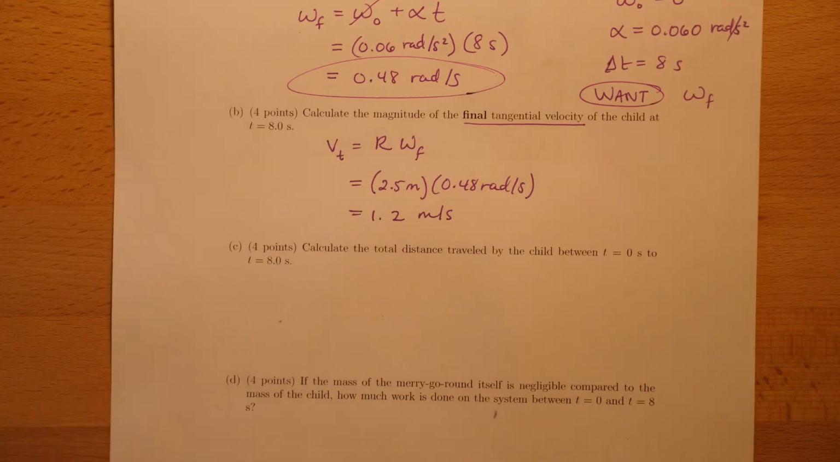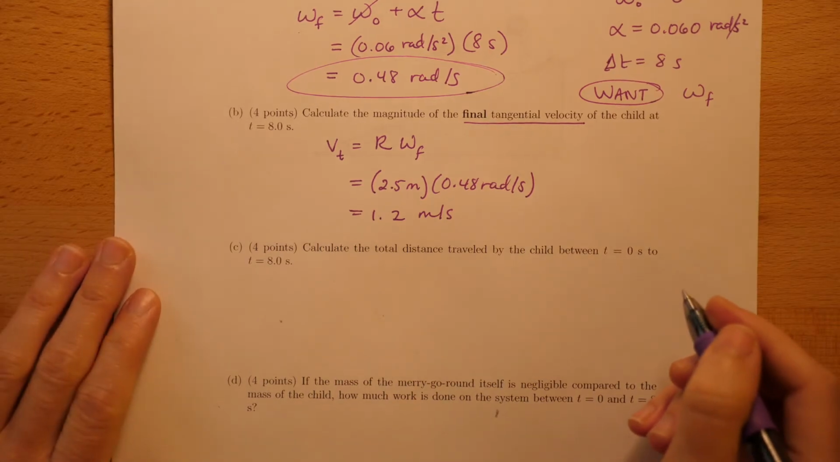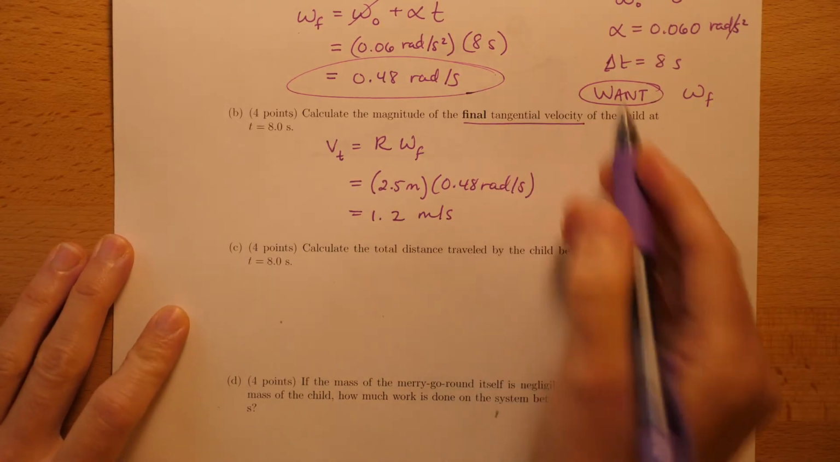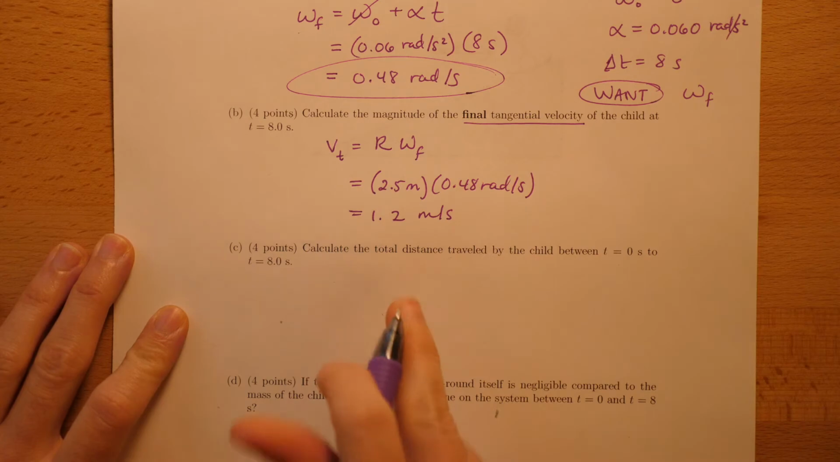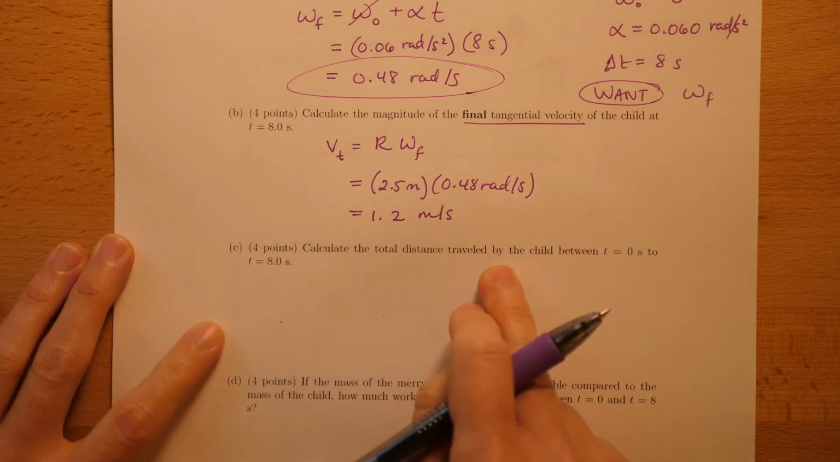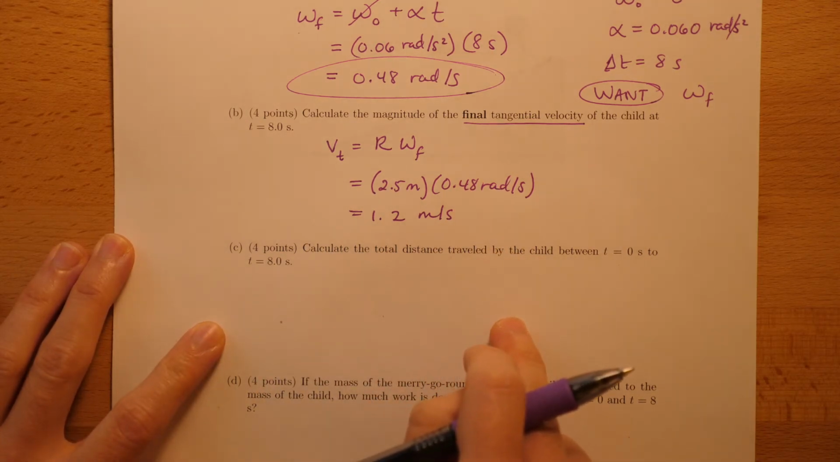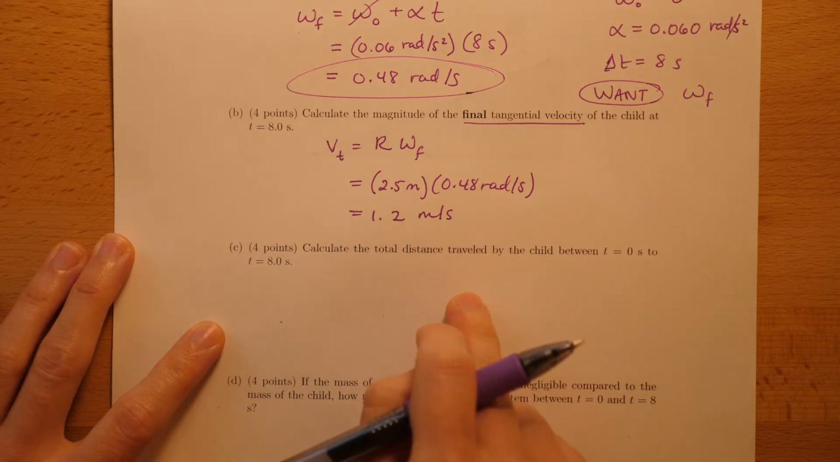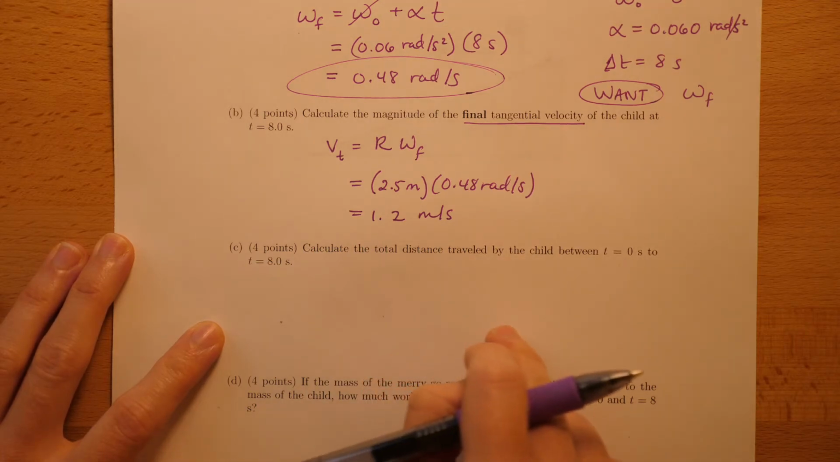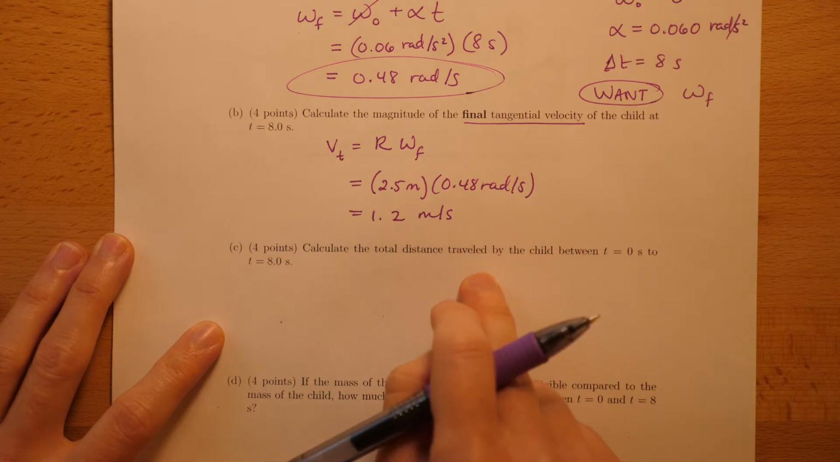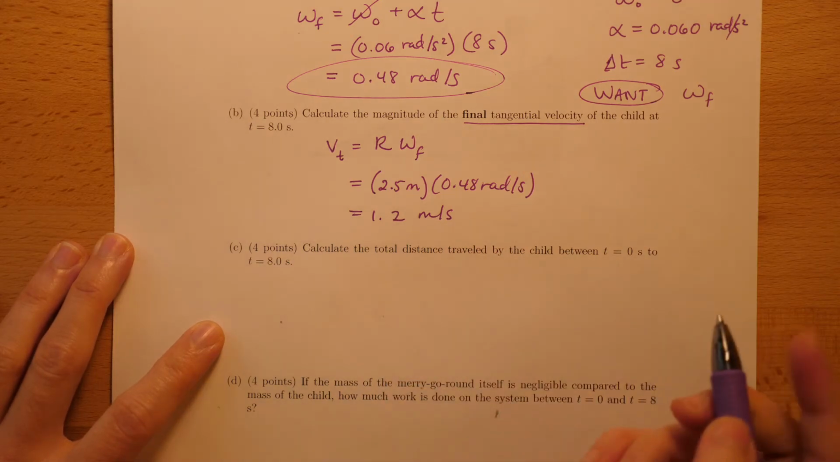All right, so how about the total distance traveled by the child? Well, we have all these angular quantities, so let's calculate. If we want the total distance, we could also figure out how many radians we went through and then convert those radians to a distance traveled around the outside length.